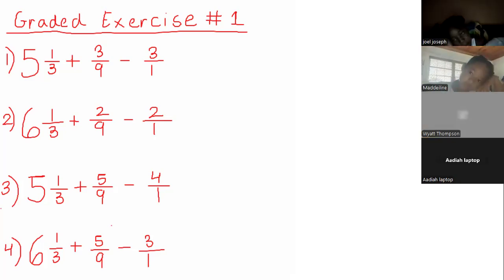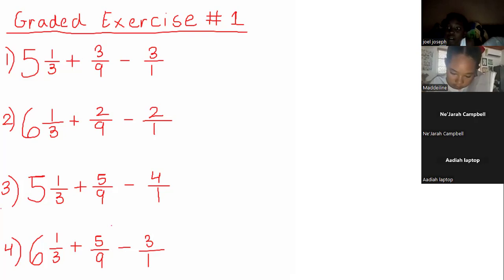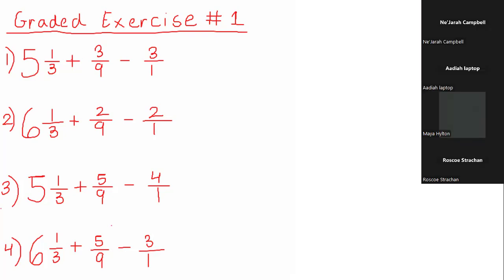Wyatt, what number you on? Number 3. What do you got for number 2? I got 4 and 5 over 9. Very good. All right. And Roscoe, can you hear me? I said 3. I still got 3.